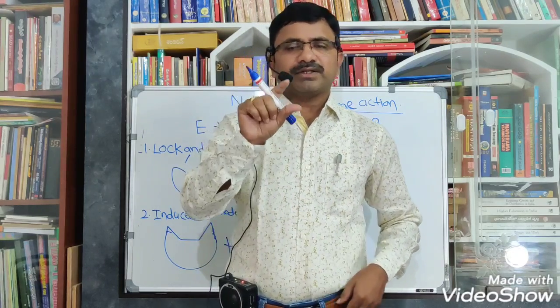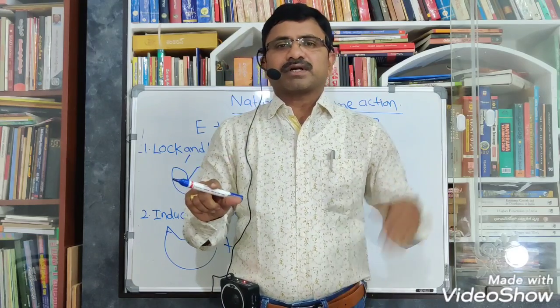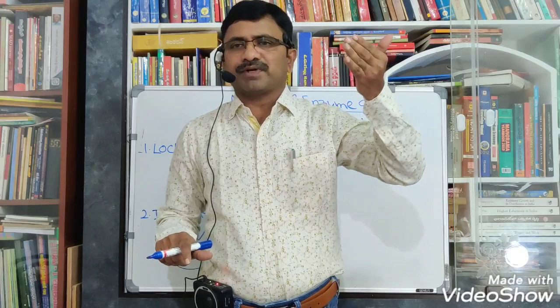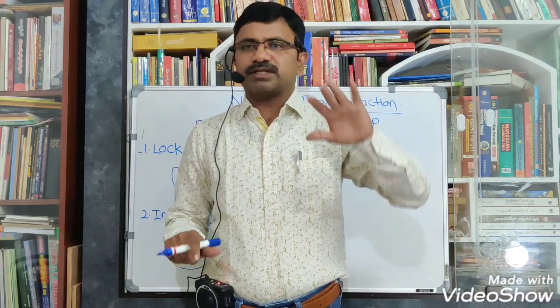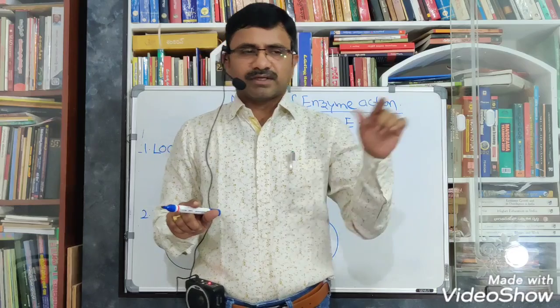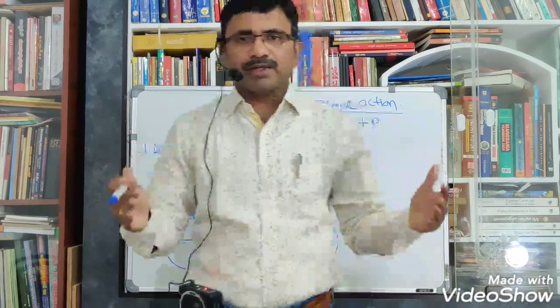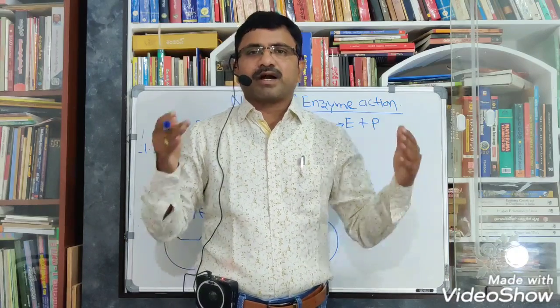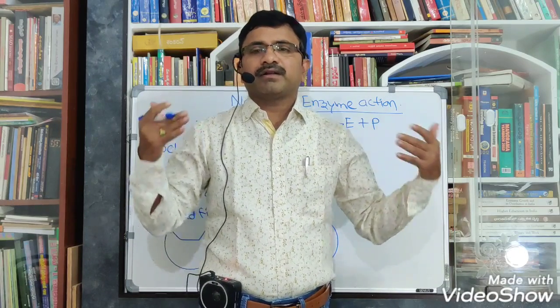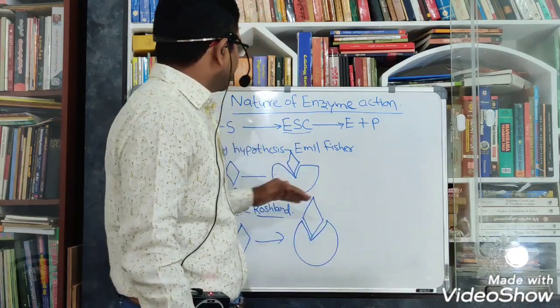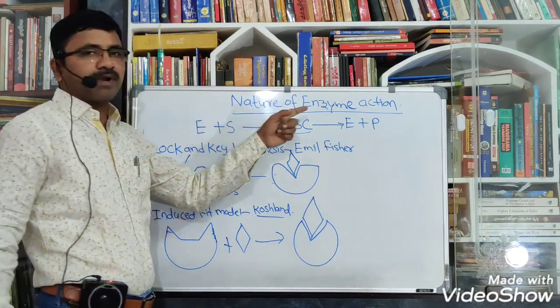So the International Union of Biochemistry classified the enzymes based on the type of reaction they catalyze into six major classes. They are oxidoreductases, transferases, hydrolases, lyases, isomerases and ligases. So now we are going to draw our attention to the nature of enzyme action.